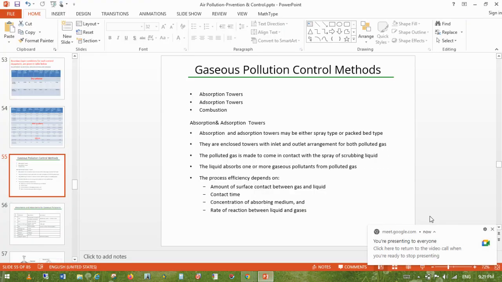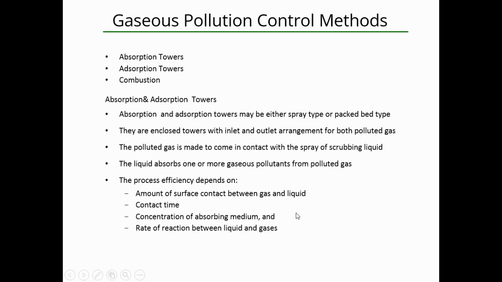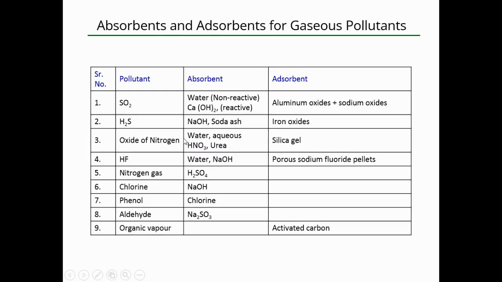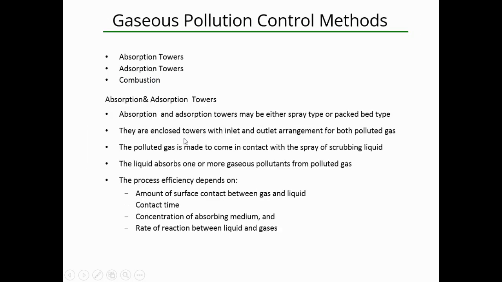class that there are two methods. One is called absorption and one is called adsorption. We already discussed that, but there is a third method called the combustion process. Combustion means you just have to burn out that gaseous pollutant. If the pollutant is carbon monoxide or some hydrocarbons, you just ignite it and burn it out at the chimney.